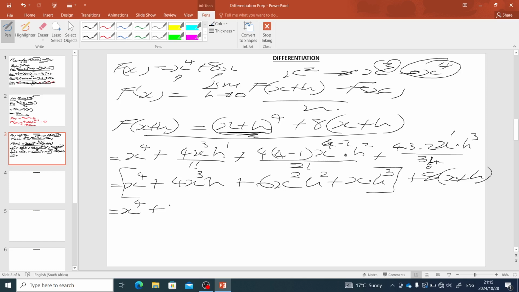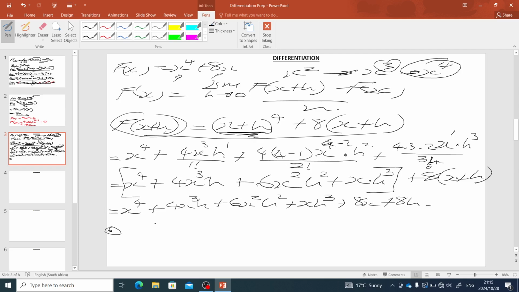Do we have any? No, it will be plus 4x cubed multiplied by h, plus 6x squared multiplied by h squared, plus 4x h cubed, plus h to the power 4, plus 8 multiplied by x, it will be 8x, 8 multiplied by h, it will be plus 8h. Right, this is what we have expanded here. Here we only dealt with this. All right, then we can proceed to the second stage of your first principle.